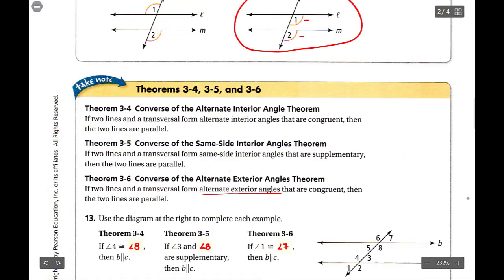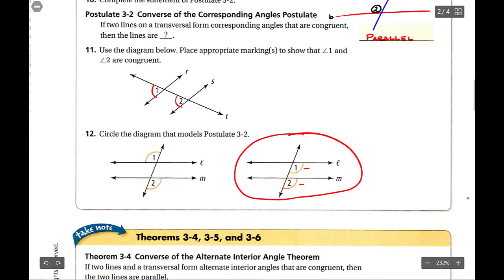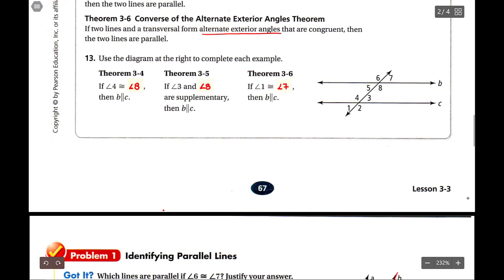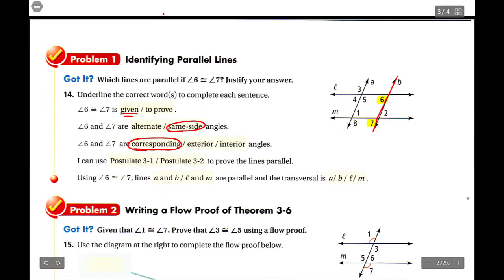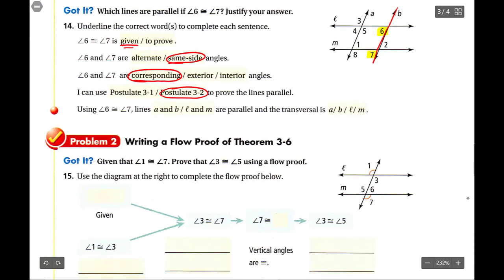So if we go back up to those postulates, 3.1 says that the corresponding angles are congruent. 3.2 says that if they form corresponding angles that are congruent, then the lines are parallel. We can't use 3.1 because it is based off of lines already being known to be parallel. So we have to use postulate 3.2 because we know something about the angles, and that will allow us to prove something about the lines. So using that angle 6 and angle 7 are congruent, the lines are L and M, because B is our transversal, as I just said.